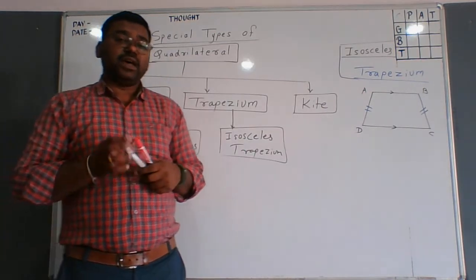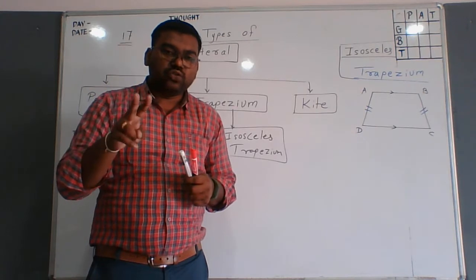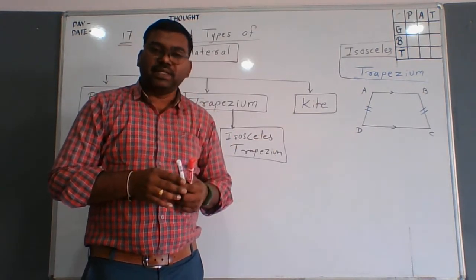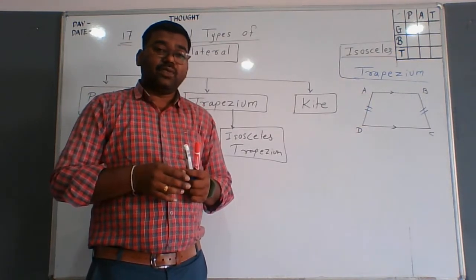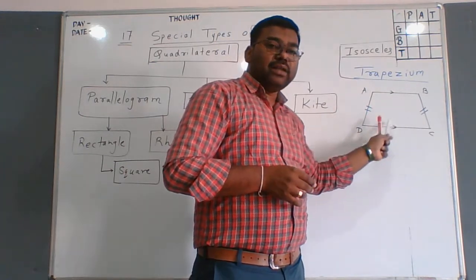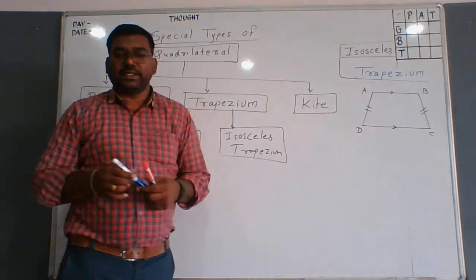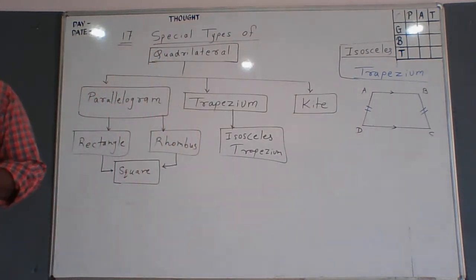As we have learned in the isosceles triangle, two sides are equal. Similarly, in the isosceles trapezium, two sides are equal. But which two sides are equal in it? The sides which are non-parallel. Okay? Non-parallel sides are equal. So this is the isosceles trapezium.